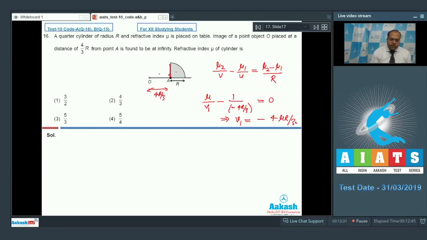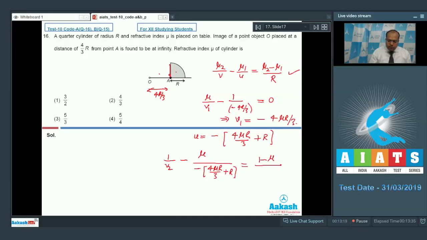Now for the second curved surface, the value of u becomes minus of 4 mu r by 3 plus r. We are talking about paraxial rays, so we are applying this formula for paraxial rays. If I apply the formula, then mu2 is 1, upon v2, minus mu1, which is mu, divided by u, where u is minus of 4 mu r by 3 plus r, is equal to mu2 minus mu1, that is 1 minus mu divided by R.